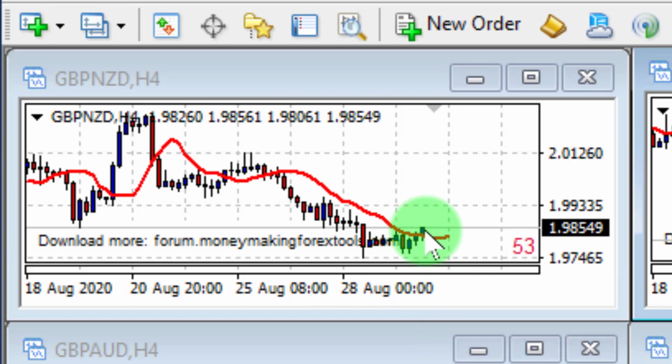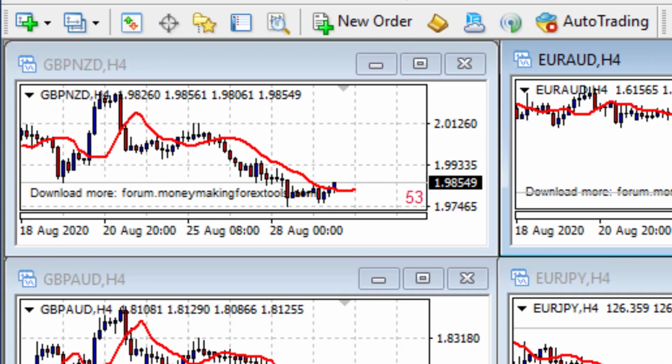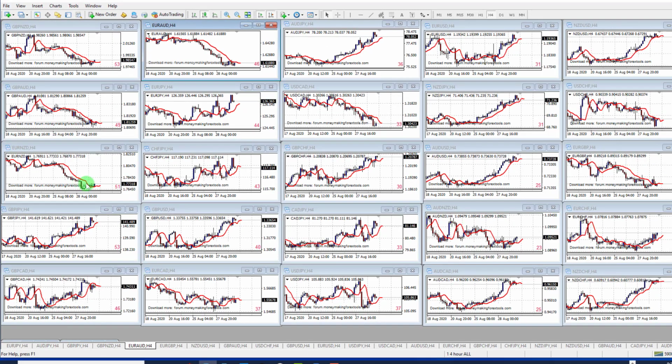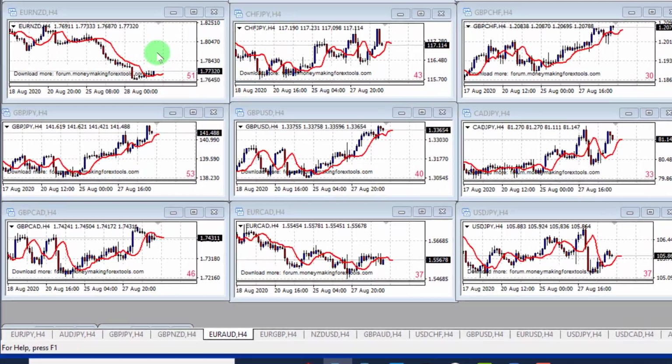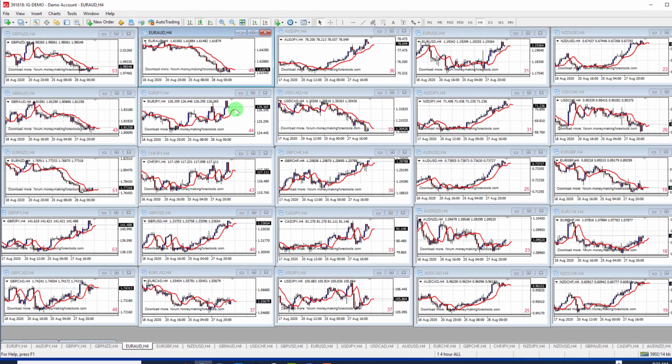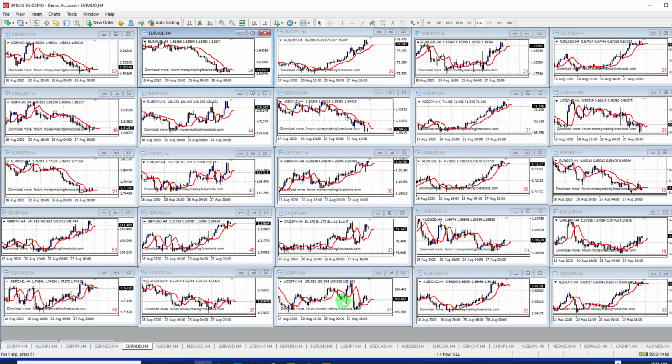So there we go, we've got one there. Let's have a look if there's any other. And yeah, the Euro New Zealand also starting to go into a buy phase. Let's have a look if there's any other clear ones that are coming out. No major reversals. So those two are already warning me that there could be a change of phase coming up for those particular currencies.